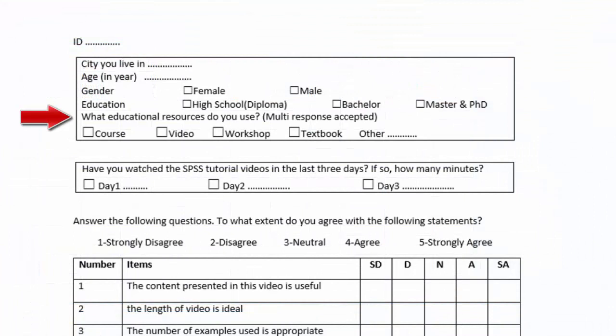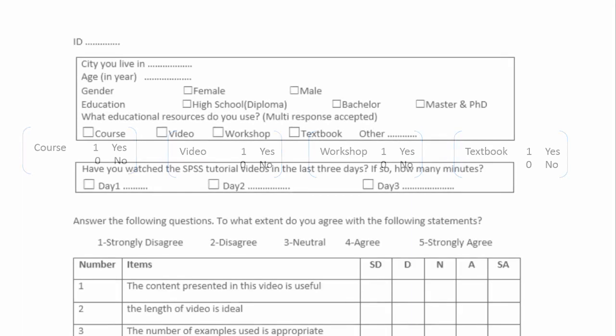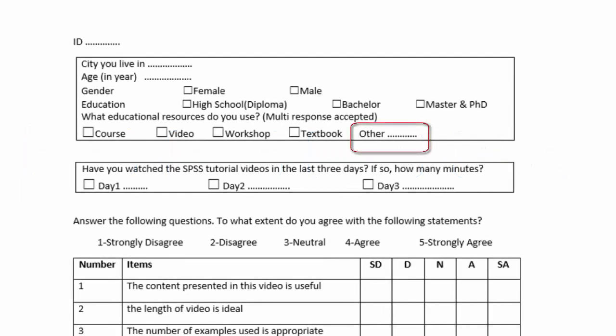In the next question, as you see, you can choose more than one option. This kind of question is multi-response. The way we define them in SPSS is totally different from other questions. For each option, we should define a binary yes or no variable. We should define a binary variable for course, one variable for video, and the same for workshop and textbooks. And we should define a string variable for other. Analysis of multi-response variables is different from variables with just one correct answer. I will explain them in next videos.